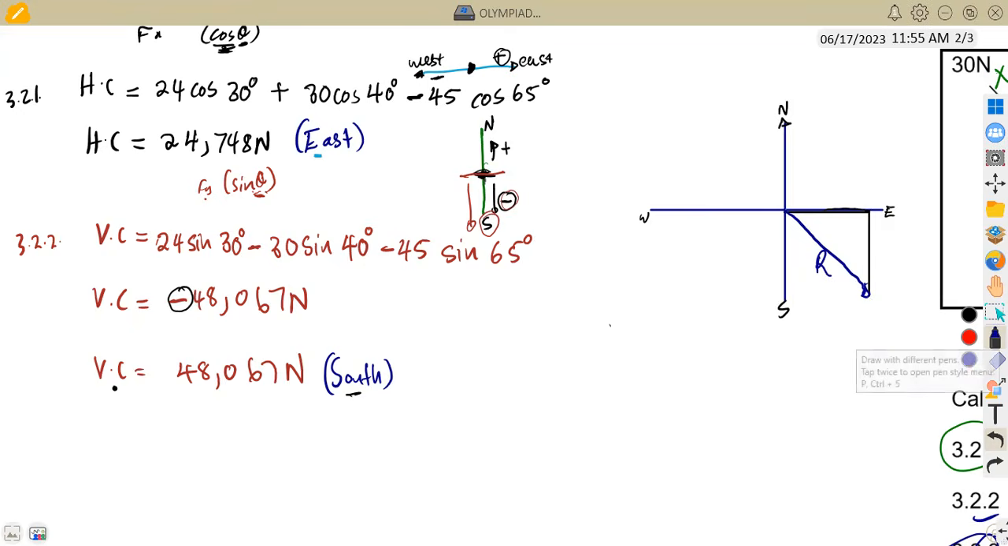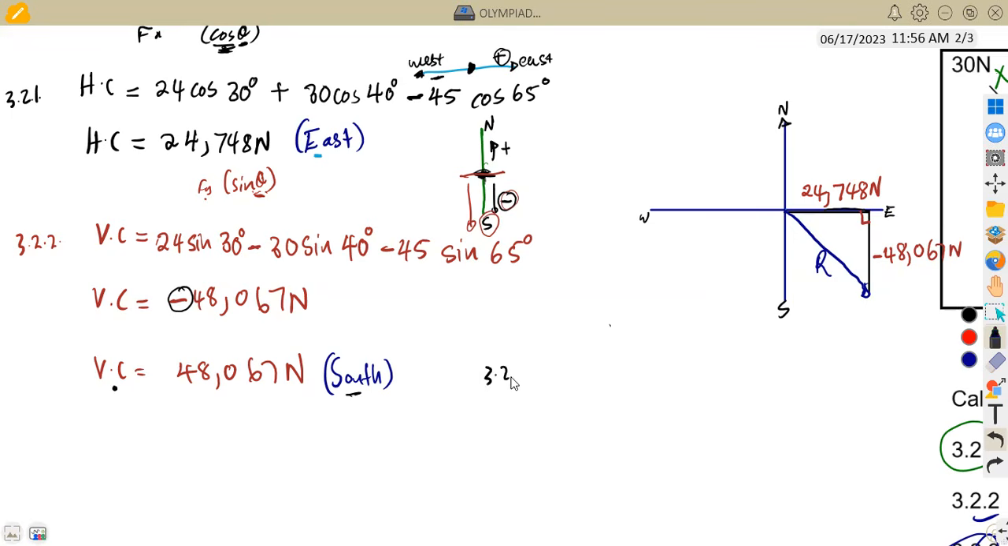So like I said, our horizontal component was a positive. It was going to the east. So this is 24,748 newtons in this case. Then we have got our vertical going down, which is a negative. So that's negative 48,067 newtons. All right. So we need to calculate our resultant, and the sign does not even affect it because we just know that from our Pythagoras theorem. Remember, this is at 90 degrees. So meaning we are going to have our resultant.